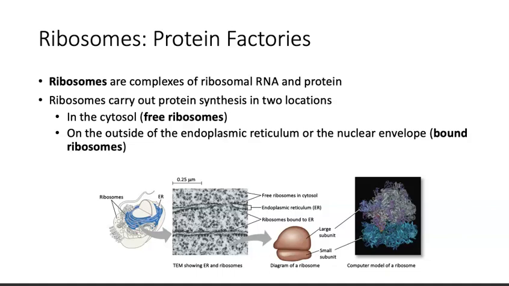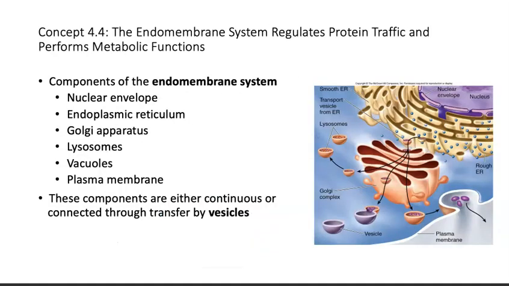Once in the cytoplasm, they can be found in two locations: either as free ribosomes just hanging out in the cytosol, or as ribosomes that are bound to the nuclear envelope or to the endoplasmic reticulum. So if they're attached to a membrane, we say they're bound ribosomes, and if they're just free floating, we call them free ribosomes.